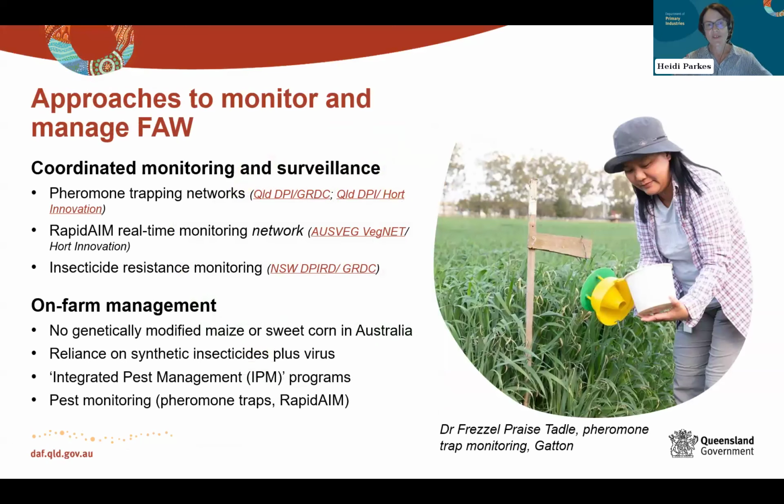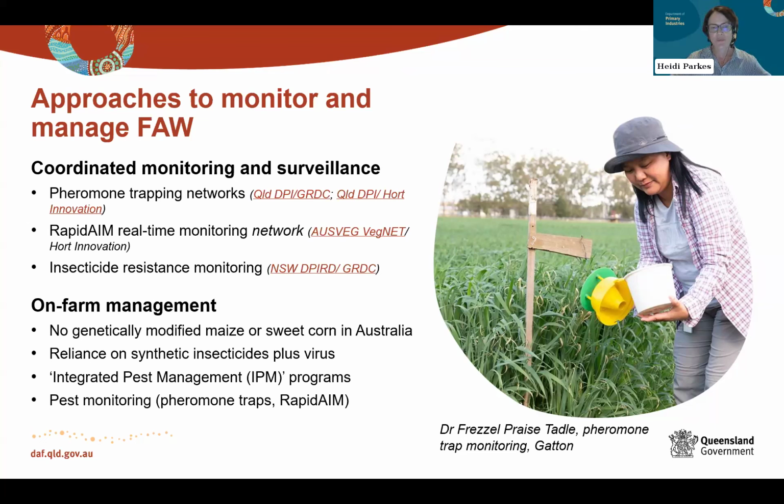So what are the approaches to monitoring and managing fall armyworm in Australia? Fall armyworm is managed by growers and agronomists at an individual farm level, so rather than by any national or state coordinated activities. There are a couple of industry-funded projects that monitor populations through small-scale pheromone trapping networks, as well as a new real-time monitoring network that is being established by AusVeg's VegNet program.